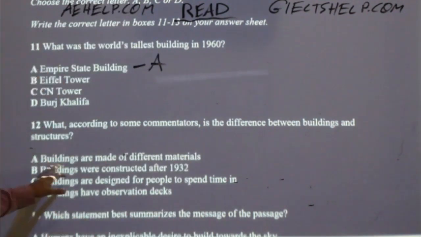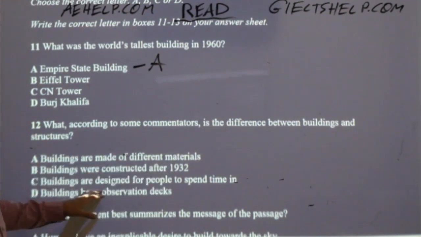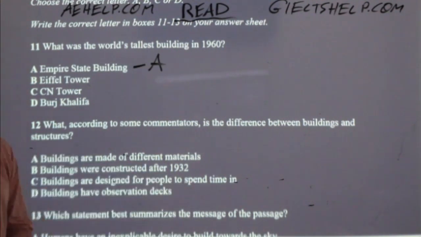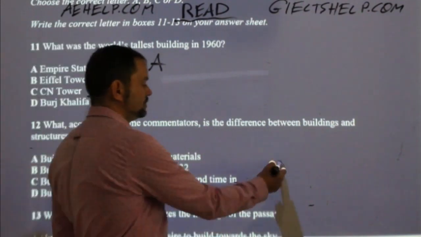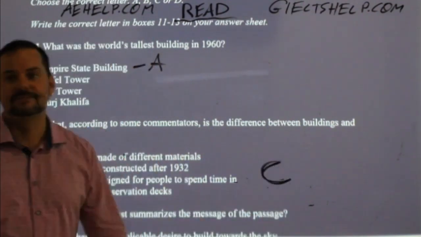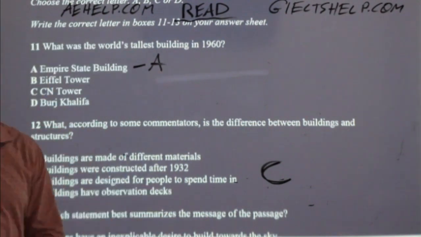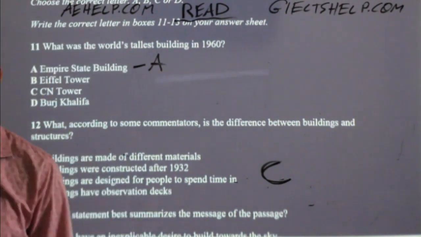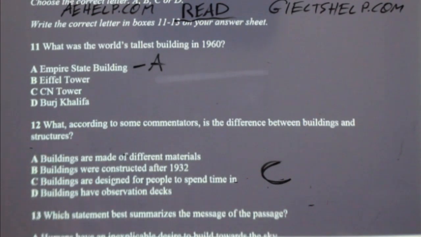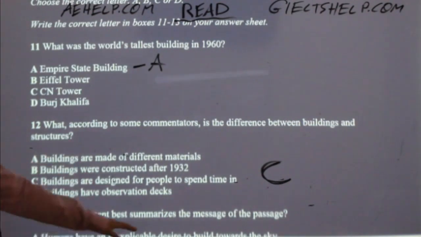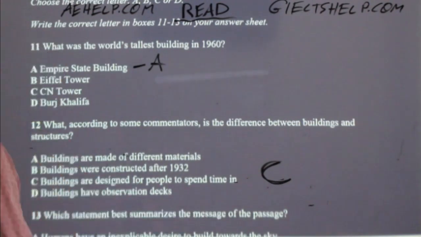So A, buildings are made of different materials. B, buildings were constructed after 1932. C, buildings are designed for people to spend time in. D, buildings have observation decks. So the best answer there is C, right? Buildings are designed for people to spend time in. That's the difference.